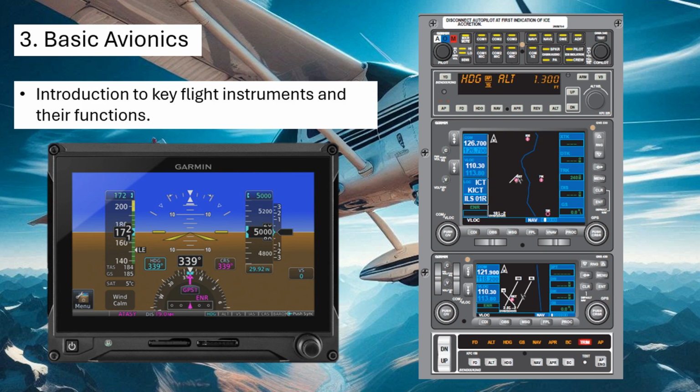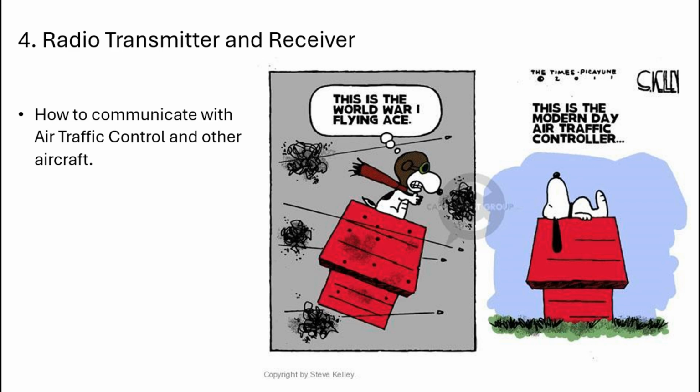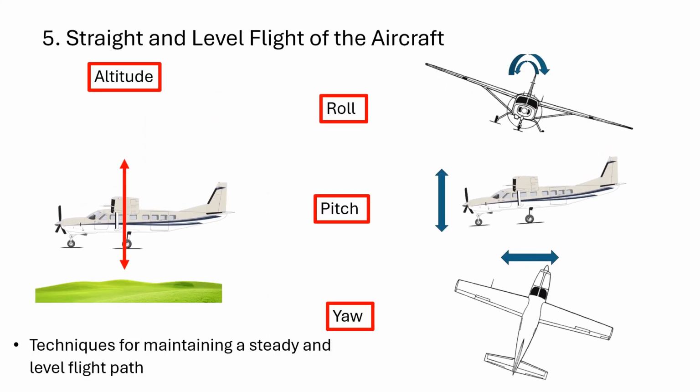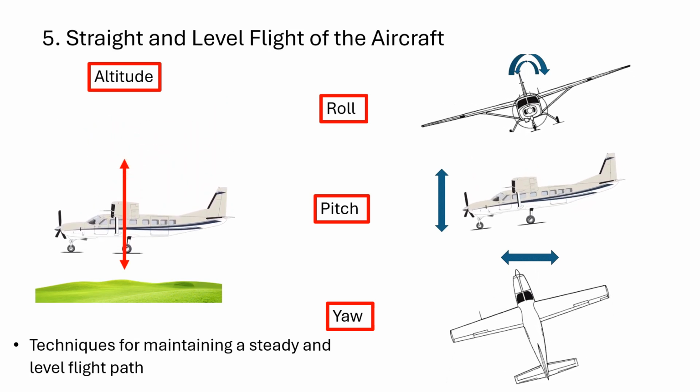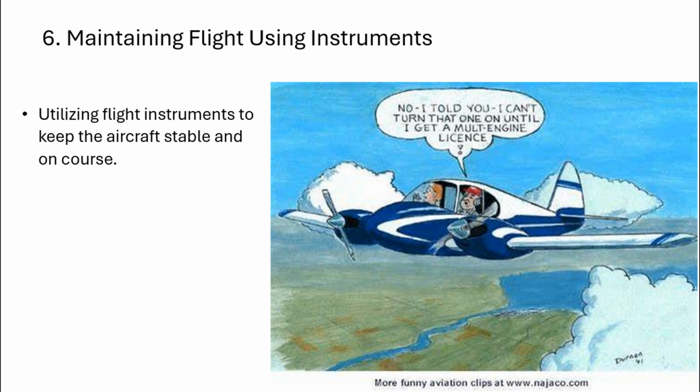3. Basic avionics. Introduction to key flight instruments and their functions. 4. Radio transmitter and receiver. How to communicate with air traffic control and other aircraft. 5. Straight and level flight of the aircraft. Techniques for maintaining a steady and level flight path. 6. Maintaining flight using instruments. Utilizing flight instruments to keep the aircraft stable and on course.